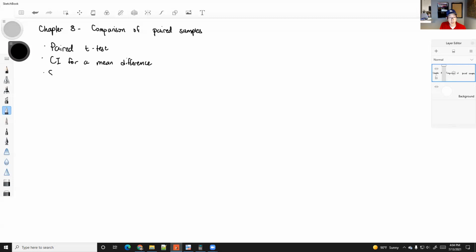Then we'll look at the sign test, which is non-parametric. And we'll also look at the signed rank test, which is also non-parametric.